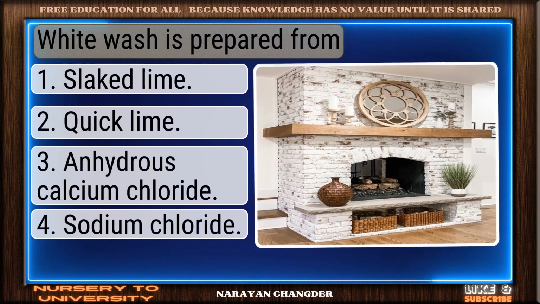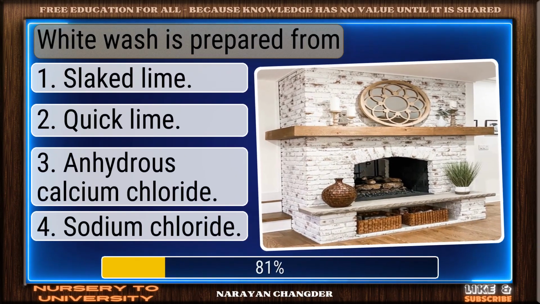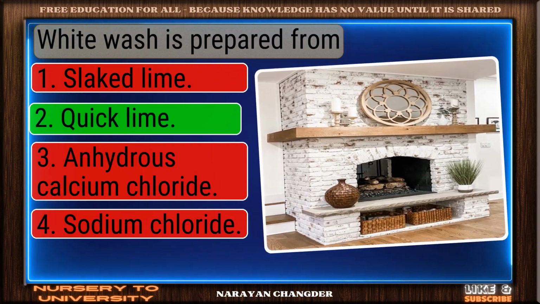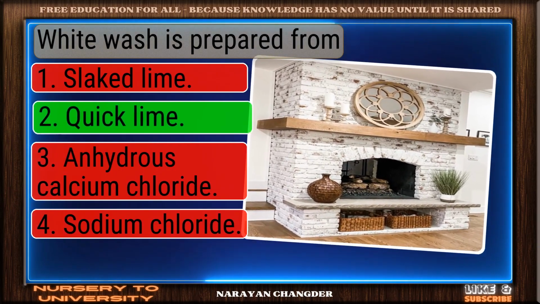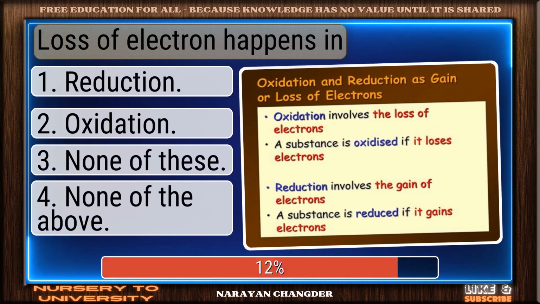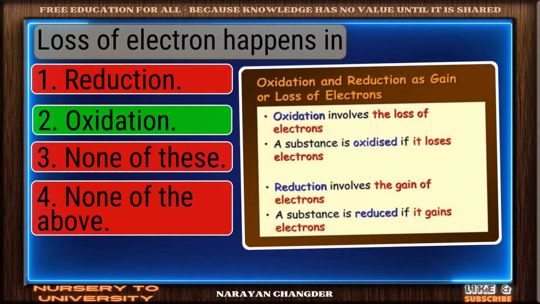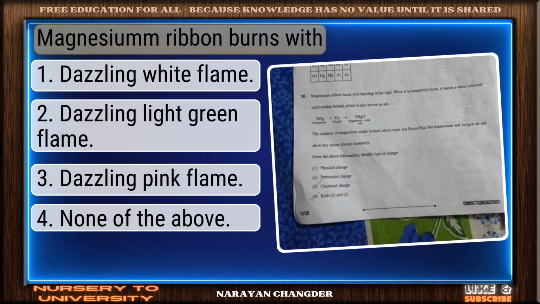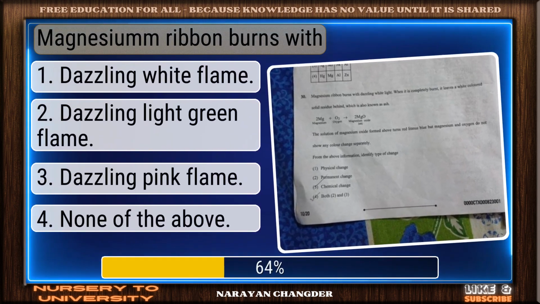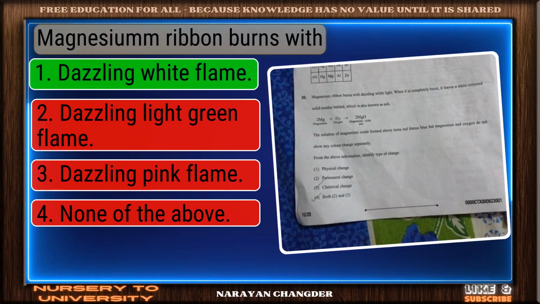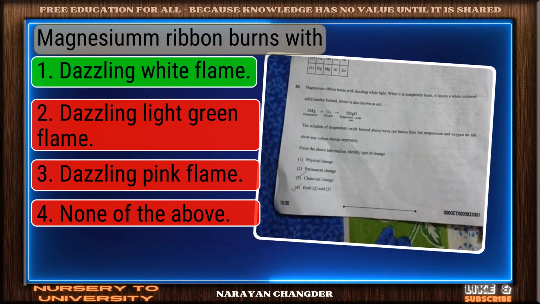Whitewash is prepared from. Smart move. Quicklime is accurate answer. Loss of electron happens in. You chose oxidation. Correct. Magnesium ribbon burns with. Bravo. Dazzling white flame is the answer.